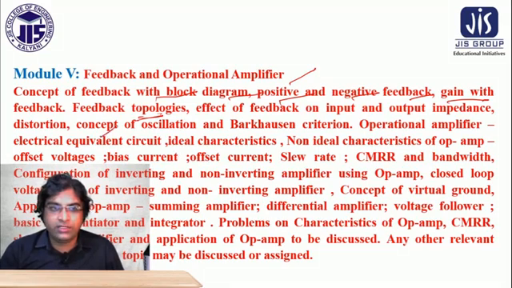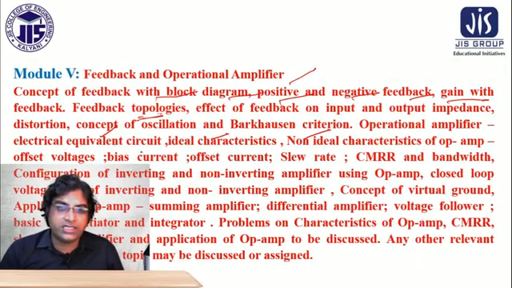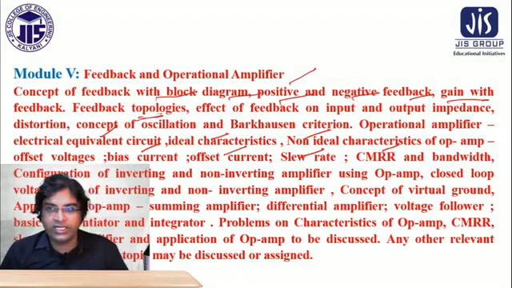Equivalent circuit, which is very, very important. So ideal characteristics of op amp, non-ideal, that means the real characteristics of op amp, and also the offset voltage, offset null and offset current, bias current, the slew rate, the CMRR, common mode rejection ratio, and the bandwidth, which is very, very important.